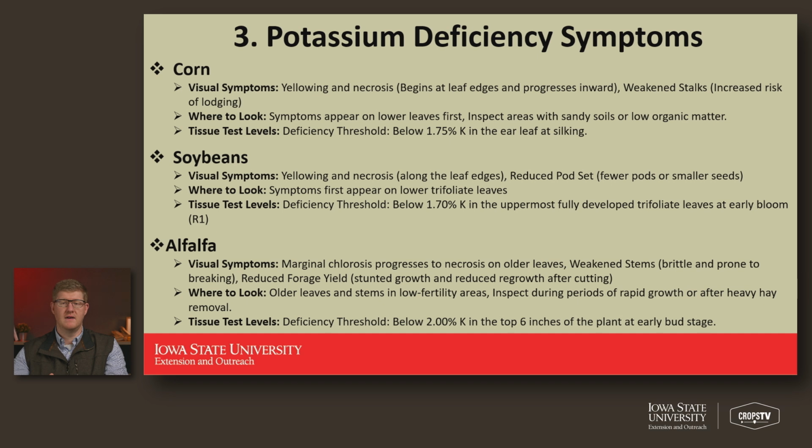You can also have weakened stalks due to potassium deficiency, which can increase the risk of lodging. When you're looking for potassium deficiency, it's going to be on those lower leaves again, because potassium is mobile in the plant. If you have sandier areas in your field or areas of low organic matter, you may also try to look in those areas, where you may see the symptomology occurring first. For soybeans, very similar story: yellowing and necrosis along the leaf edges.